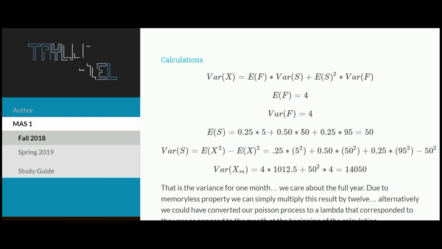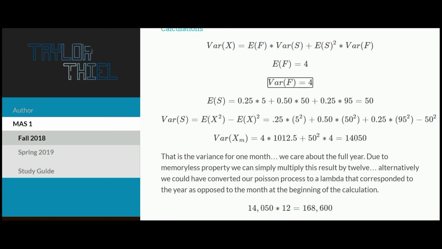I will say at this point, if I had done the problem correctly or read more carefully, the first thing I would do would be to convert this to the annualized frequency. So that would just be 4 times 12, and the variance would then also be 4 times 12. But I did it wrong and then was able to kind of save it on the back end, so we're just going to keep going through this way.